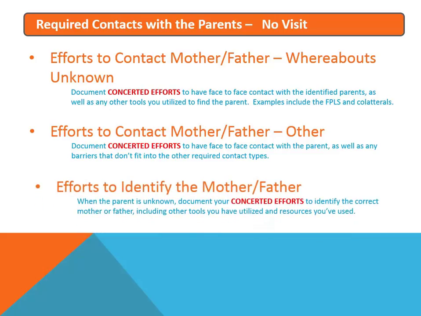The 24th and 23rd required contact item types are efforts to identify the mother and efforts to identify the father. You should only select these two types of required contacts when you have not successfully identified the mother or father in the case, but have made concerted efforts to do so. Make sure you document all your efforts with identifying the correct mother or father, including, again, using the family parent locator system, as well as contacting other relatives if possible.